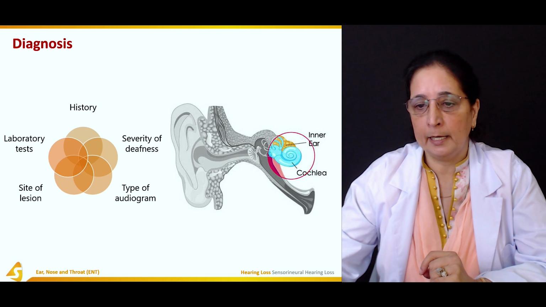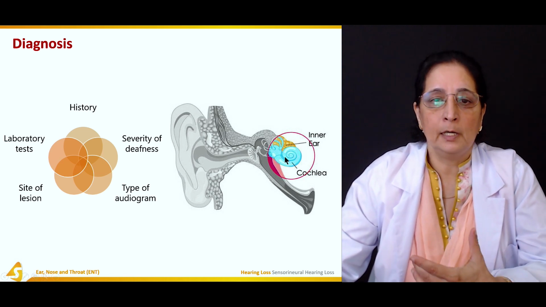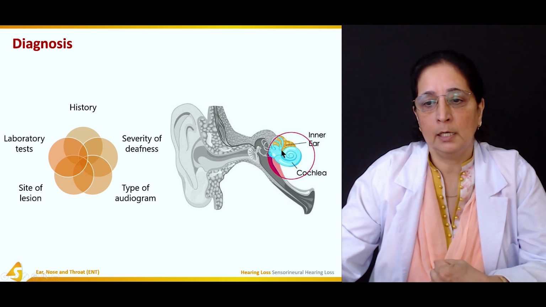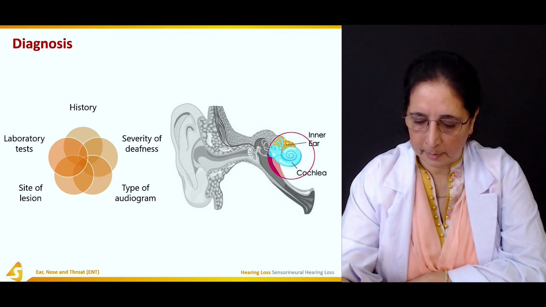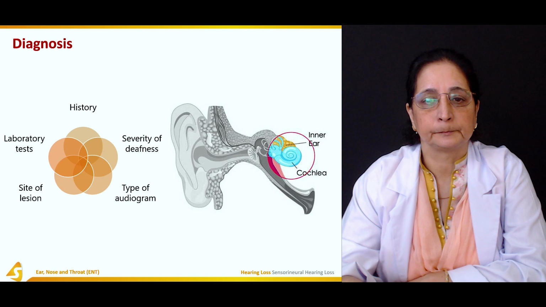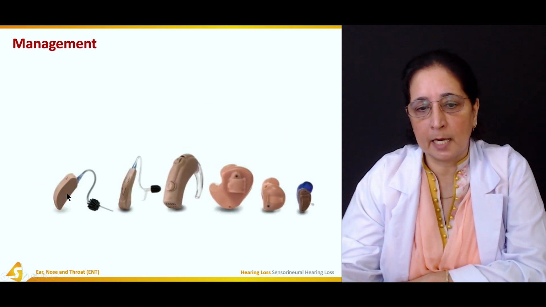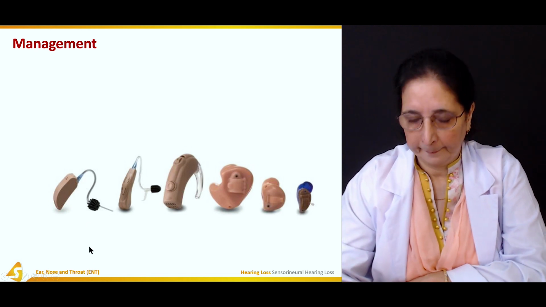This is the inner ear, the cochlea. So sensorineural hearing loss mainly affects the inner ear, the cochlea, and the nerves and central auditory pathways. Next, the management. These are the different types of hearing aids available for hearing.